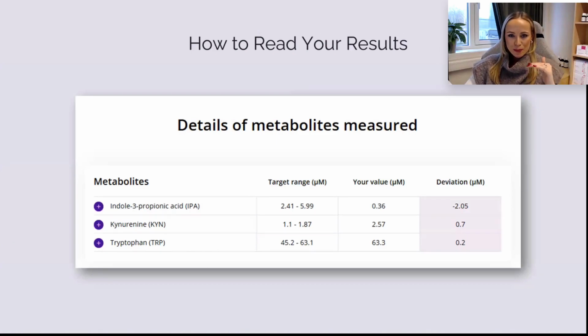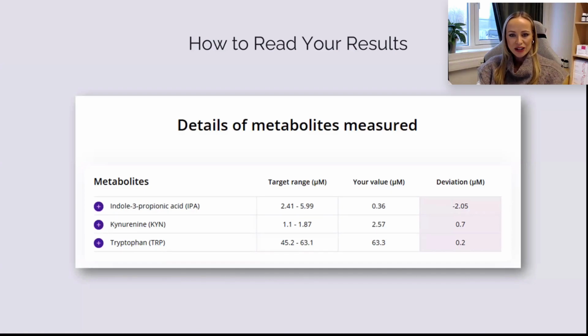So when you reach the bottom of the report, you will see this table with the quantitative metabolite values, which are the actual measured concentrations of these metabolites. And these numbers are presented with a target range. I just want to take a moment to explain what this target range really means, because this is important. The first thing I want you to know is that there is a difference between what is biologically normal and what we consider optimized.